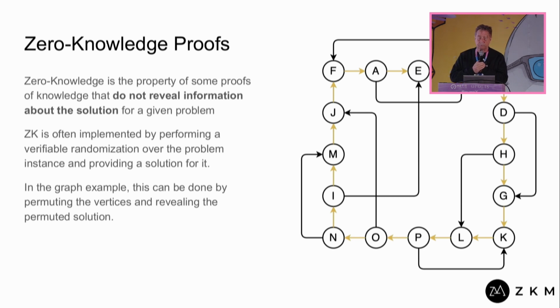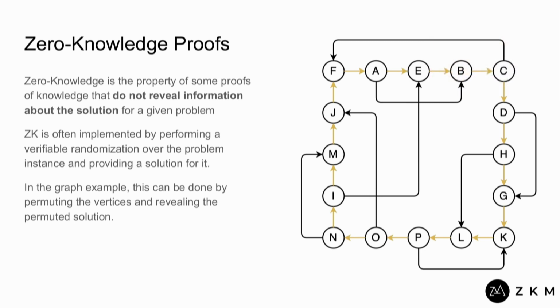The first one is called the zero knowledge proofs. A zero knowledge proof is a proof that does not reveal information about the solution for a given problem. This is often implemented by performing a verifiable randomization over the problem instance, and then showing that you know a solution for it. In the example here, we have permuted the original instance, and we show in the permuted instance that a cycle exists. This would be an example of a zero knowledge proof.